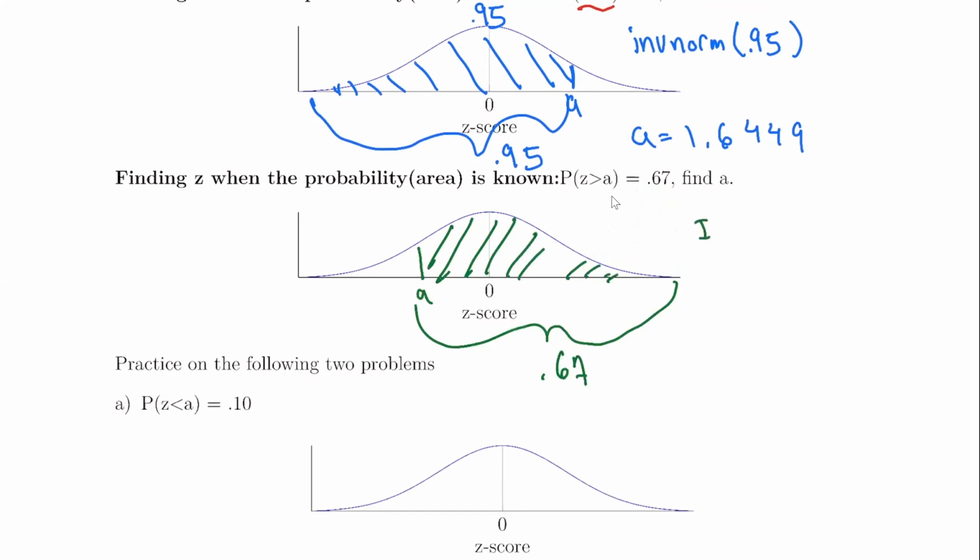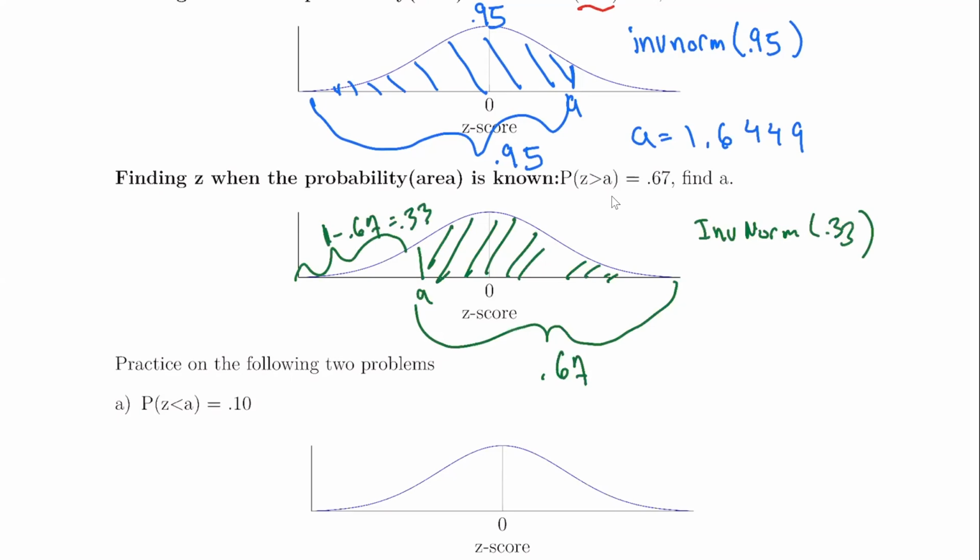So for this one, we're going to do inverse norm. What should I put for the area for inverse norm? Oh, 0.33. Yeah. Remember, for the calculator, you always want the area to the left. So you want to do 1 minus 0.67, which is 0.33.